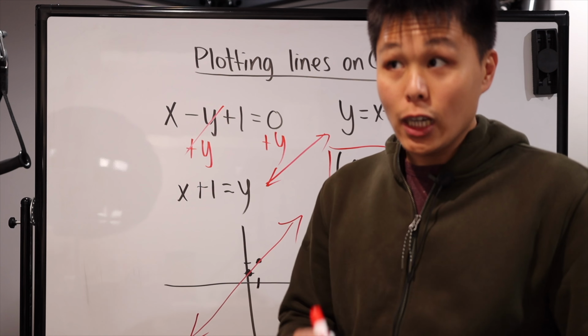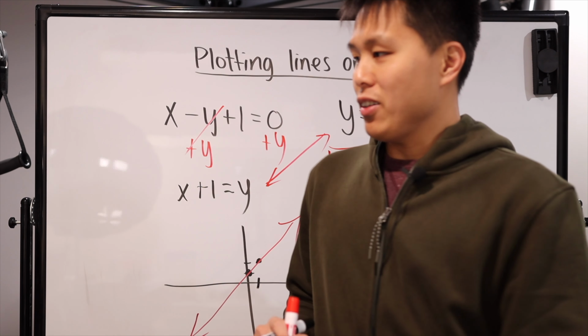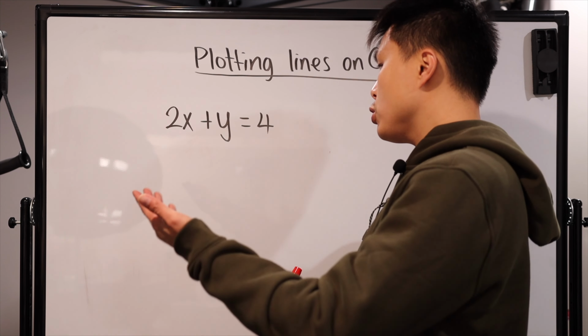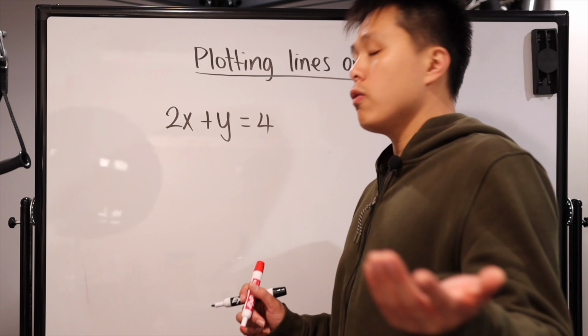So let's look at another example. I bit my tongue there. Another example. All right, so let's look at our second example. 2x plus y equals 4.